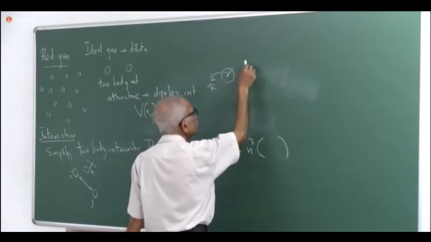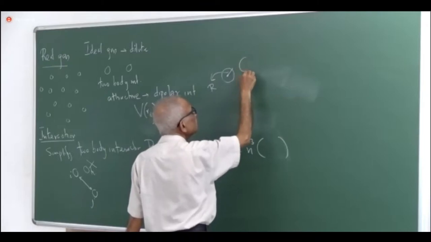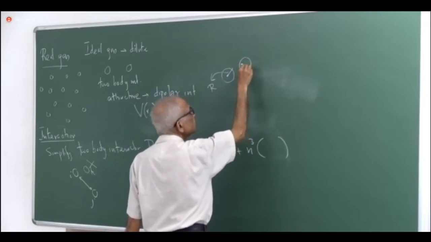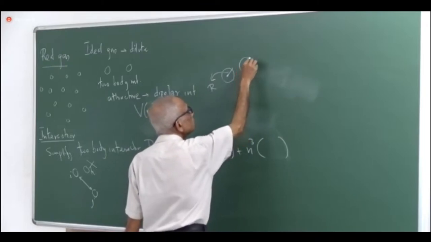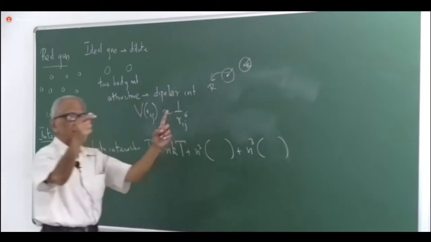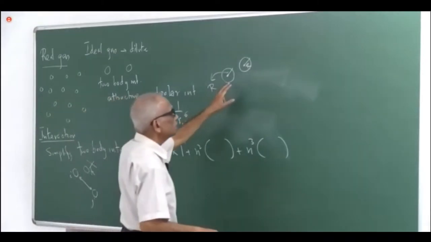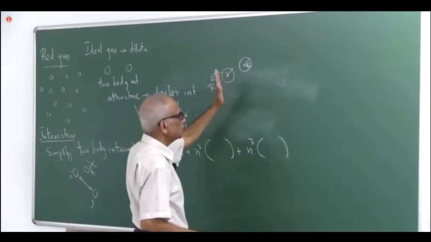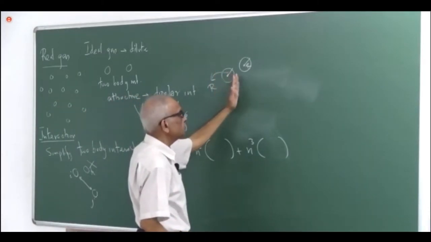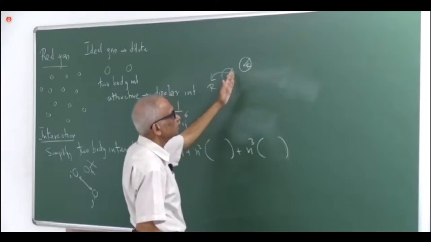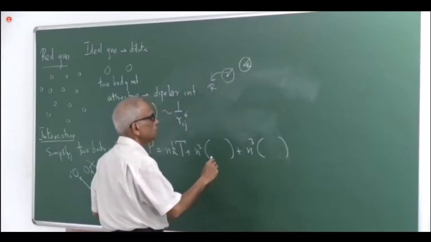And therefore, the centers, if they come close enough, they are going to scatter off each other. So the ultimate scattering is elastic scattering, where it hits and gets off, essentially.